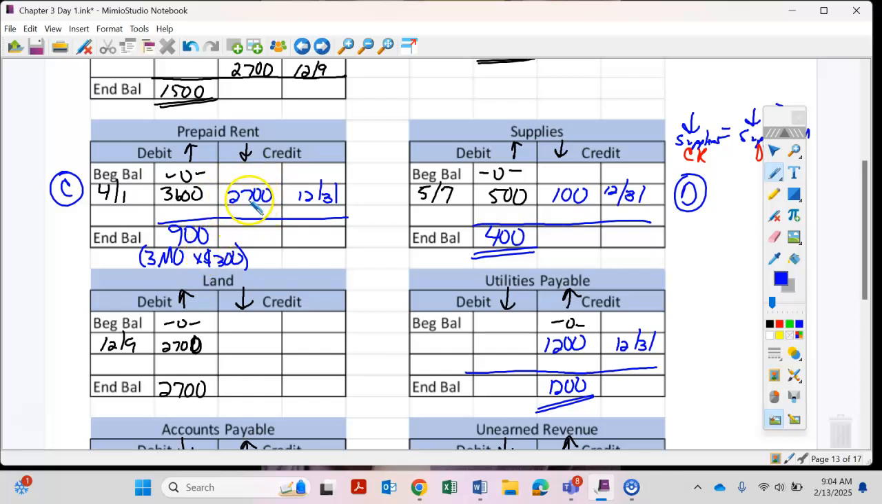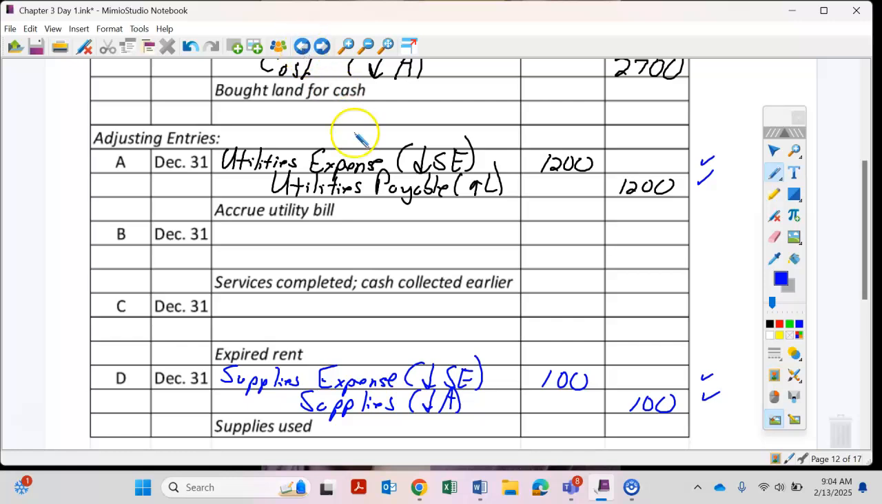So let's go make our journal entry. We want the asset to go down with the credit. And remember, expenses go up with debits. So for the expired rent, we will have rent expense. Expenses are debits. Go back to your debit credit rules if you need a refresher on that. So debit rent expense, credit prepaid rent, the asset, $2,700. And notice both sides of the accounting equation are going down. Assets go down, stockholders' equity goes down.